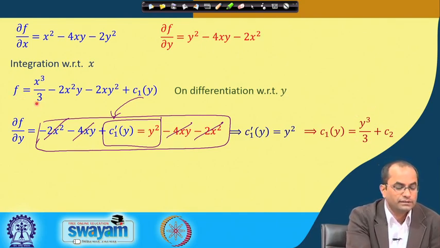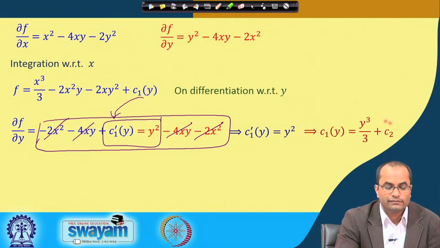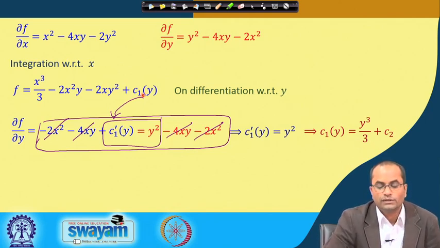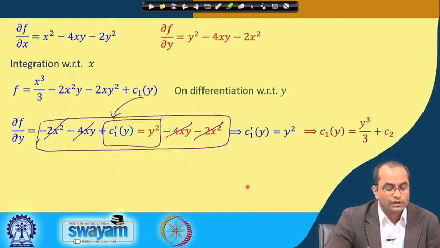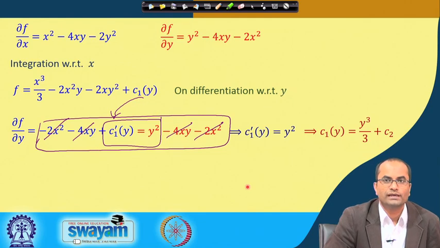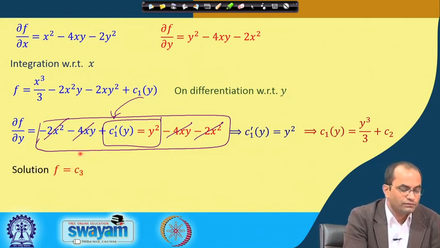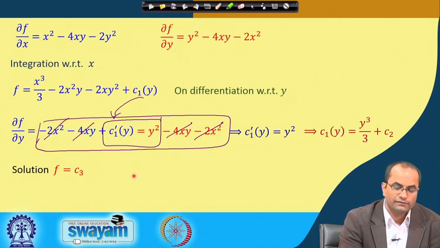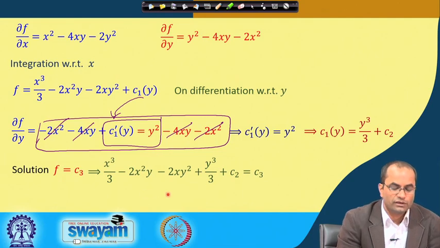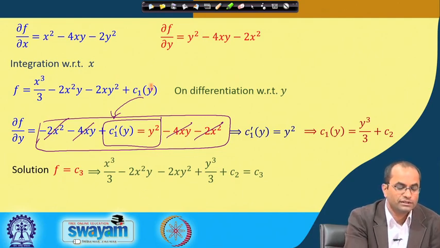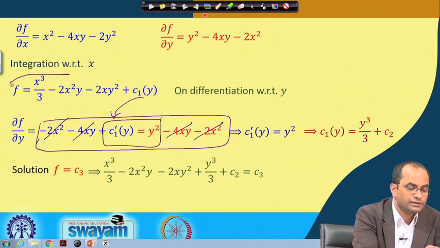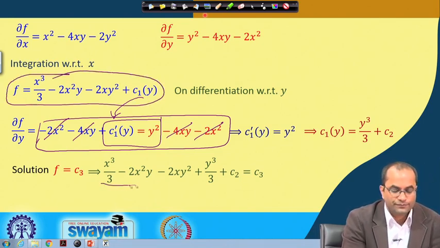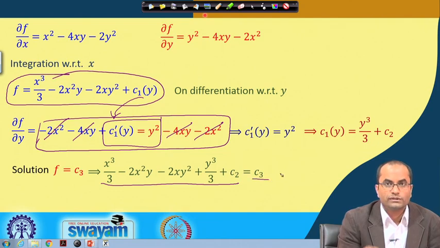So, f is nothing but x cube by 3 minus 2 x square y minus 2 x y square, and then we need to add the c 1 there, y cube by 3 plus an arbitrary constant. So, once we have f, we can write down the solution as f is equal to constant. So, the solution will be f is equal to some constant c 3, we have named it so because c 2 we have used already. So, c 3, and this is our f by substituting the c 1 in this f equation, with c 2 equal to c 3.